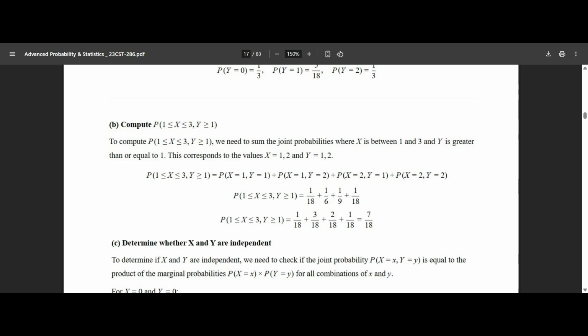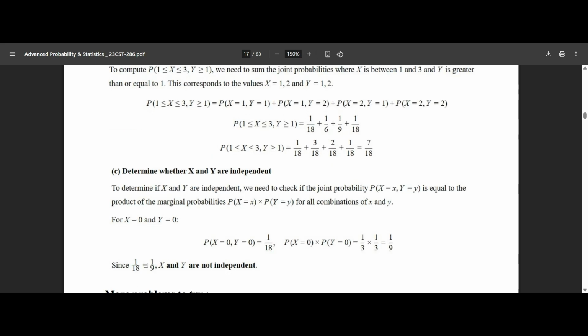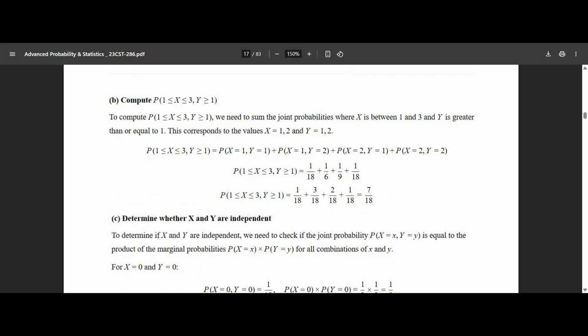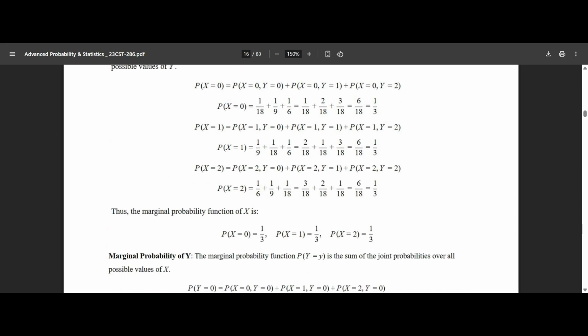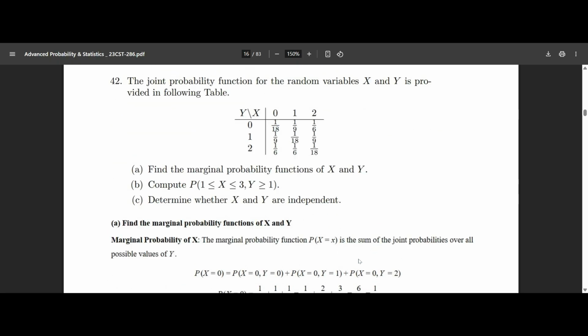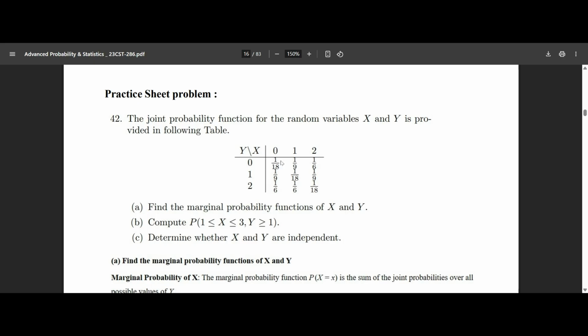And the last part, that is determine whether x and y are independent. To determine if x and y are independent, we need to check if the joint probability is equal to the product of the marginal probabilities. Now, P of x equal to 0 is 1 by 3, right? P of y equal to 0 is also 1 by 3. P of x equal to 0 and y equal to 0 is 1 by 18. 1 by 3 into 1 by 3, if you remember, is 1 by 9, not 1 by 18.